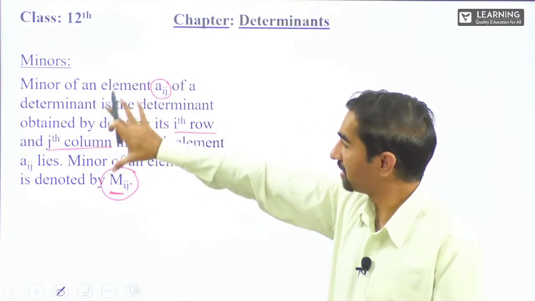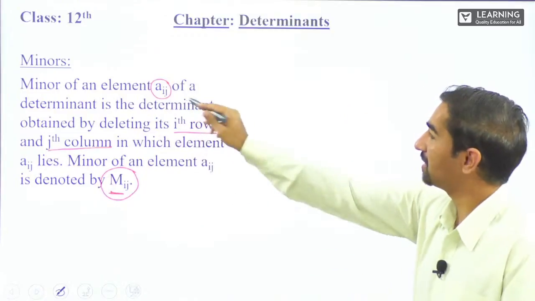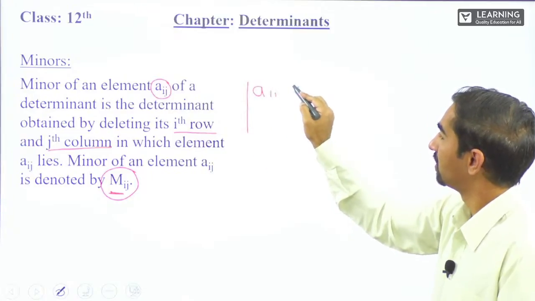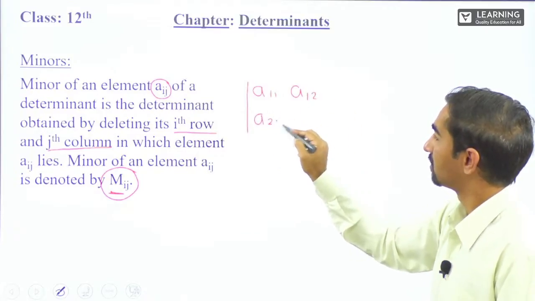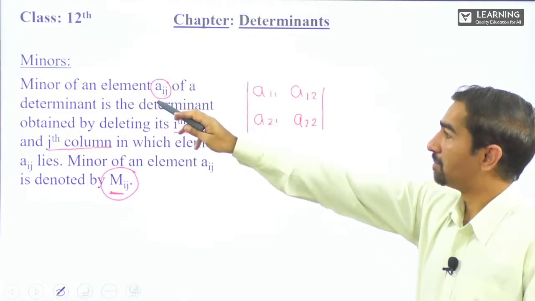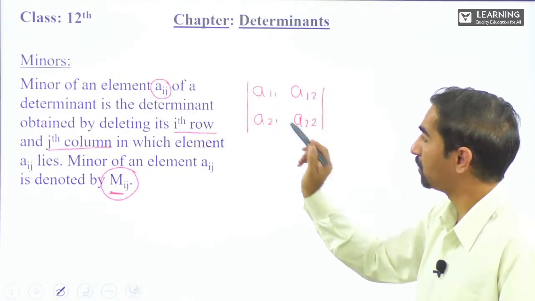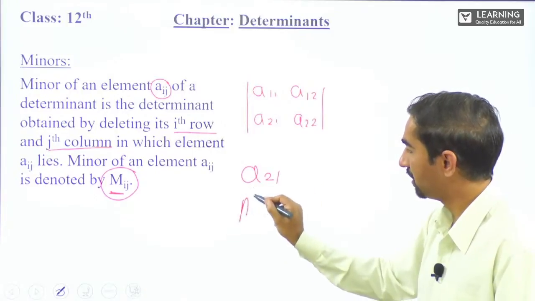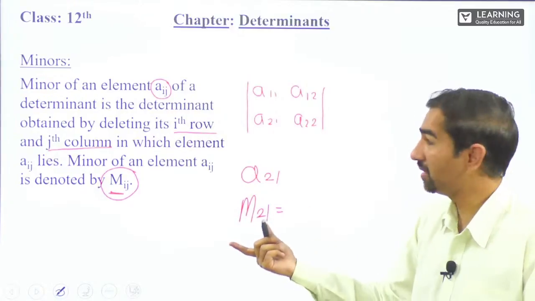So what is written here, we'll just demonstrate on this side, so you will understand it pretty easily. Let us take a determinant of 2 cross 2 first. So this is A11, A12, A21 and A22. Read the definition: minor of an element Aij. Now let us assume that I want the minor of the element A21. We need to find out the minor of the element A21, that is nothing but M21. So how do we determine M21?